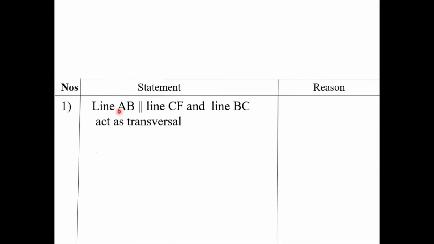So the first part: line AB parallel to CF and line BC acts as a transversal. They have given it, so reason: given. Here AB is parallel to CF, and BC acts as a transversal. Now we know that if two lines are parallel and there is a transversal, then their alternate angles are congruent. Means you can write angle ABC, the angle over here at B, and angle BCD, the angle over here, must be congruent because these are alternate angles.